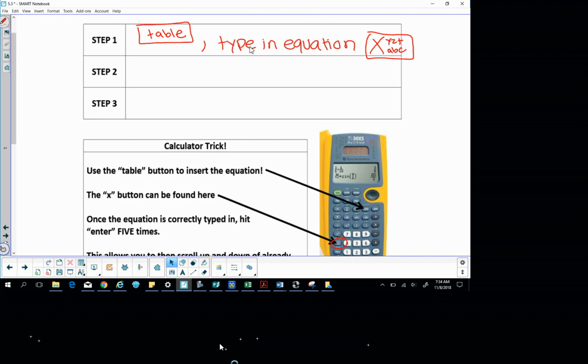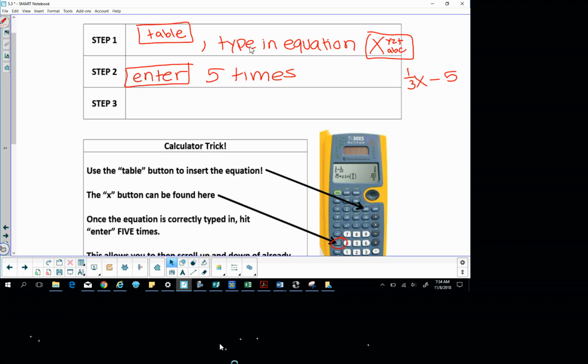So I would type in 1/3 using the 2nd button, X. And then the rest of the equation was minus 5. So 2nd, 1/3 X, minus 5. Then you're going to click enter 5 times. Yeah, you're going to click enter on your calculator like 5 times. Perfect. And then you should be able to see your table.